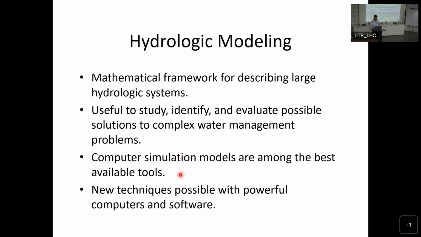As I said, computer simulation models, I still believe, are very useful in that regard. There are some things that models can do, some things that they cannot. And the fact that we have now more and more powerful computers and more powerful techniques also suggests that there are more things that we can do, perhaps better than what we could do just even 10 years ago.